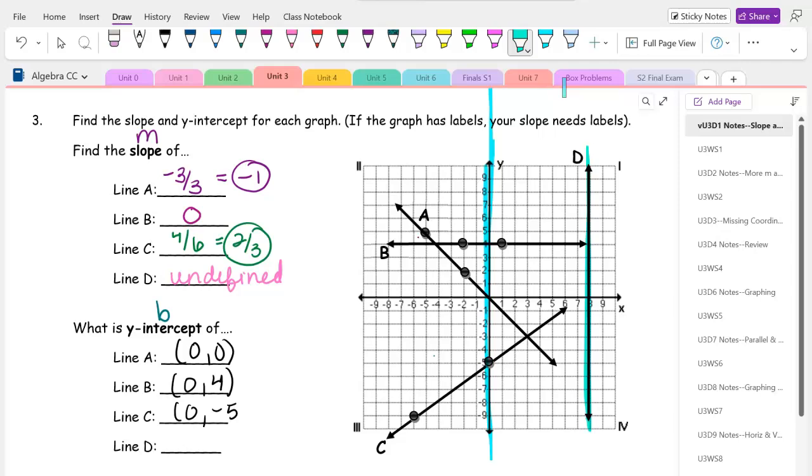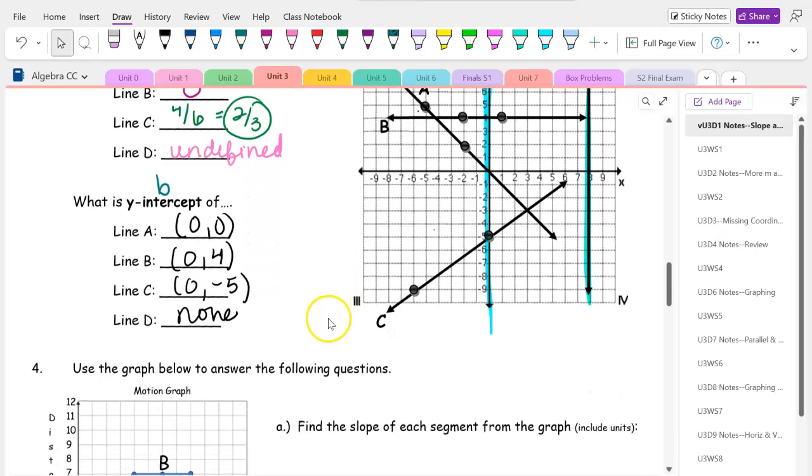It does hit the x-axis, but we're not asking where it hits the x-axis. We're asking where it hits the y-axis, and it does not. So we're just going to say none. You don't want to put 0 because that might confuse your teacher and make them think you mean it hits at 0, 0. We just want to say, hey, there is no y-intercept.